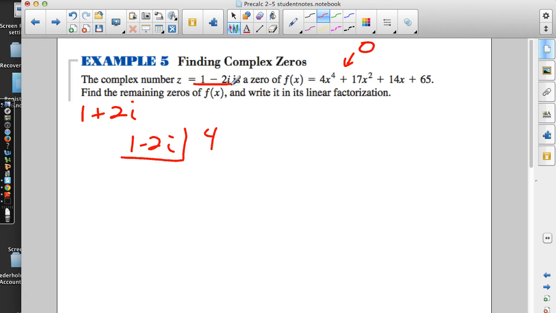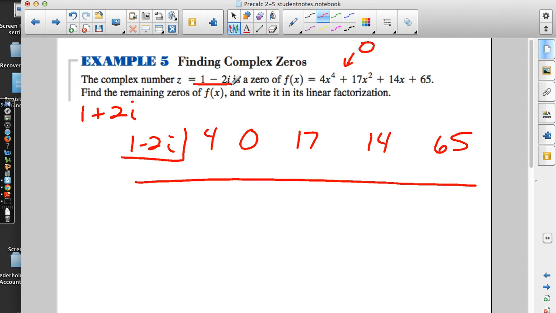And we have 4x to the fourth, 0x to the third, 17x squared, 14x, and 65. And you need to space these out because we have this complex number piece that we're going to deal with here. All right, so first things first, we start with that leading coefficient of 4. And we multiply that 1 minus 2i times 4. And we realize when we're inside the box and adding that that's going to give us 4 minus 8i. In fact, I'm even going to alternate colors so things don't start running together here.